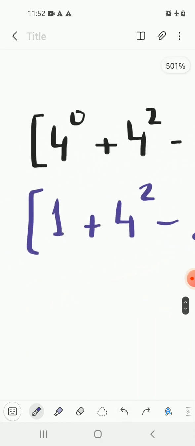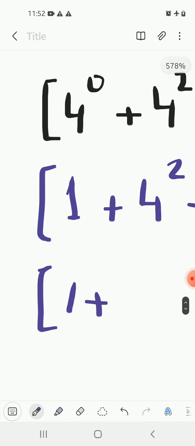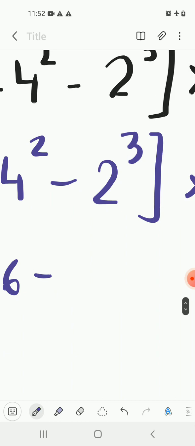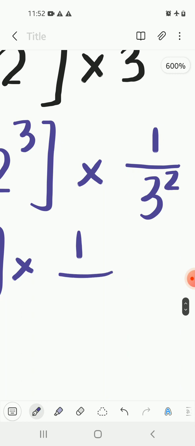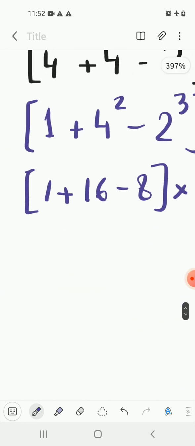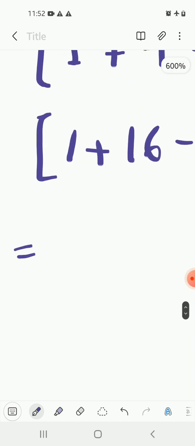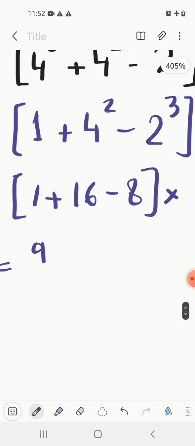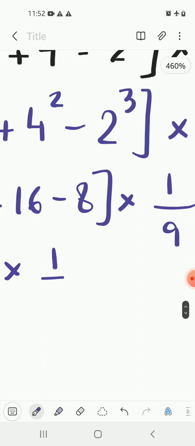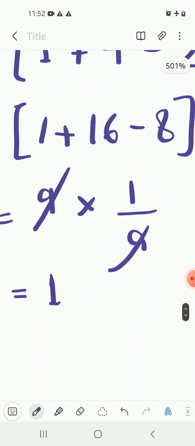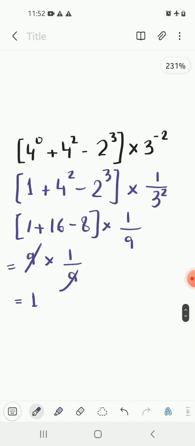Now let's solve this. 1 plus 4 into 4 is 16 minus 2 into 2, 4 into 2, 8 to the power minus 3 into 3, 9. 16 plus 1 is 17 minus 8, 9, into 1 by 9. Cancel it out. The answer that you get is 1. So this is how we are going to do this sum.